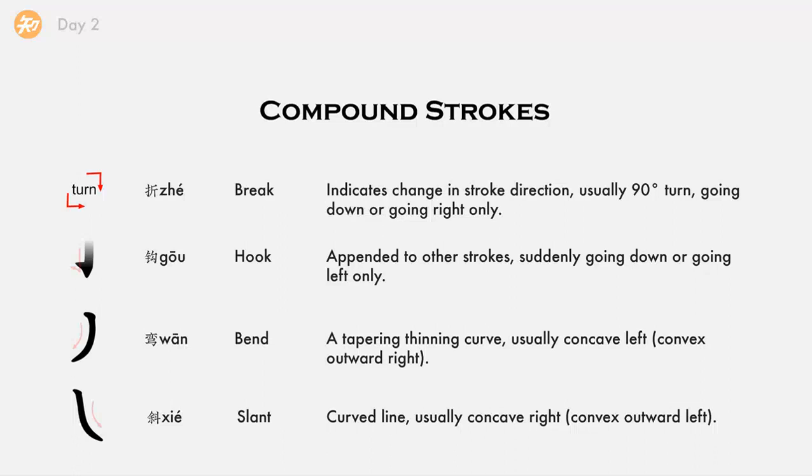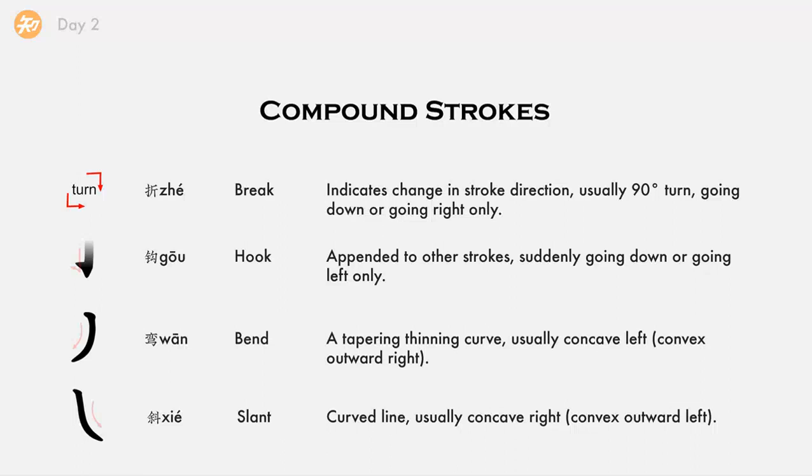The first type is break. It's called 折 in Chinese, which indicates a change in stroke direction. Usually, it's a 90-degree turn, going down or going right only. The second type is hook. It's called 勾 in Chinese, and is appended to other strokes, suddenly going down or going left only.